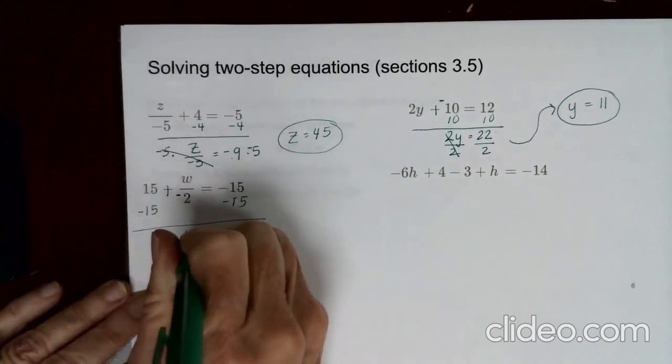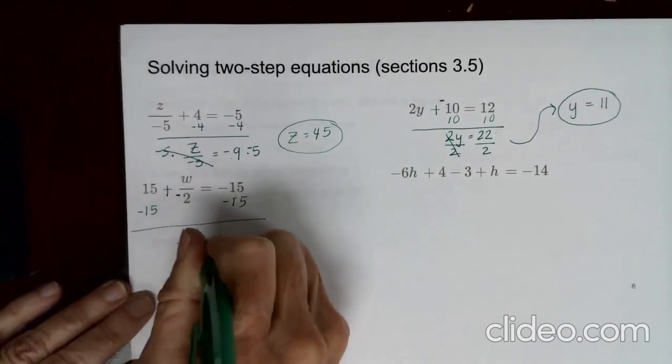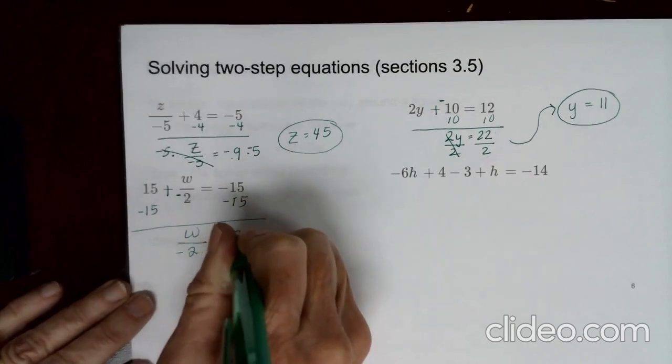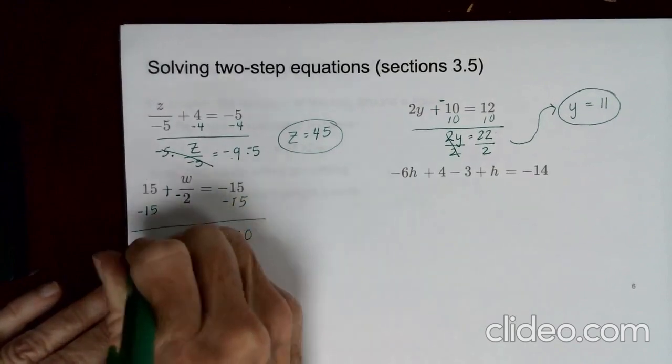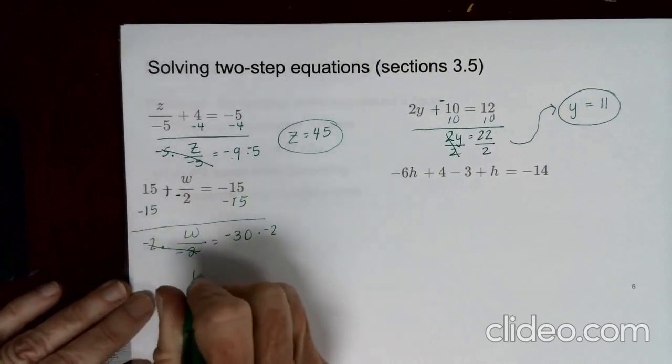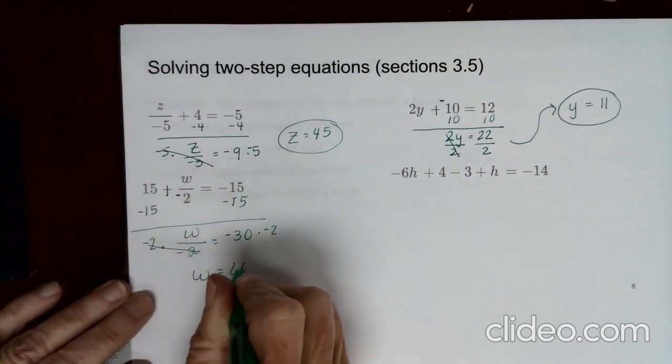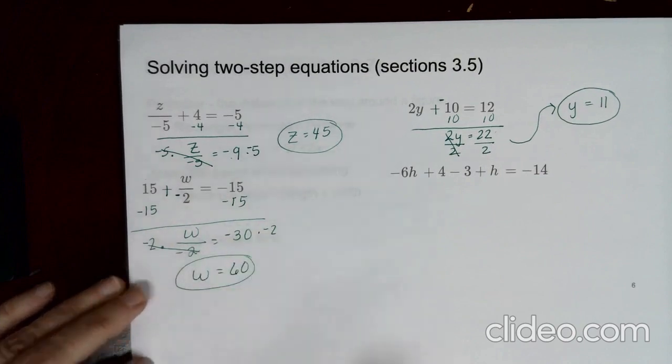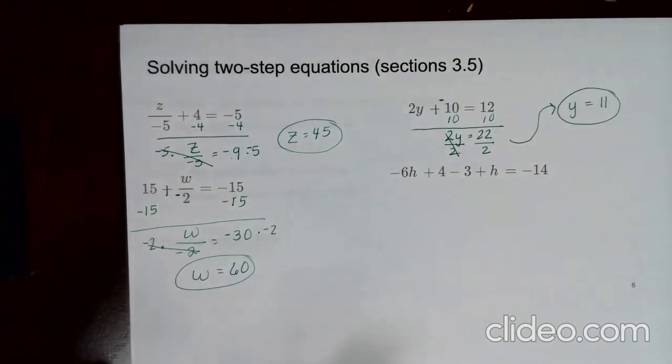So I have W over negative 2 equals negative 30. I'm going to multiply both sides by negative 2. And I get W is equal to positive 60. Again, you could check it by plugging that back in.